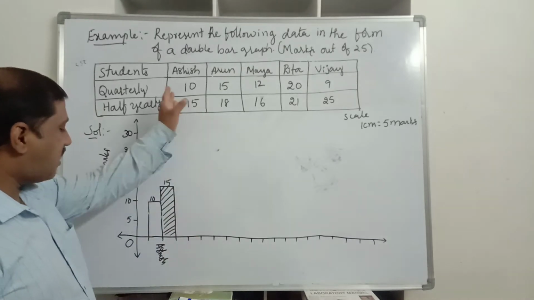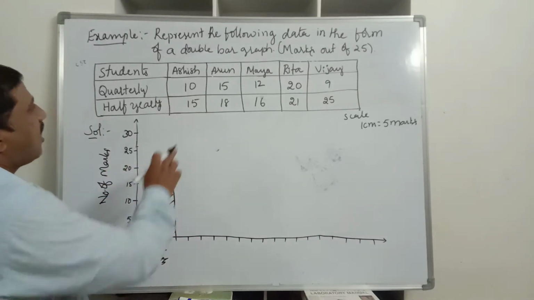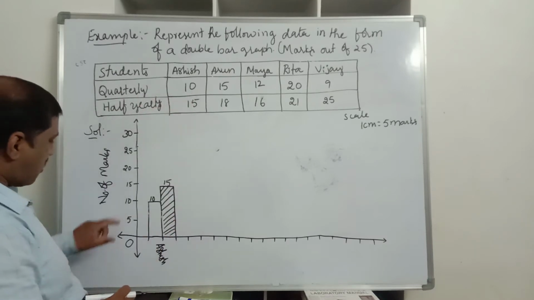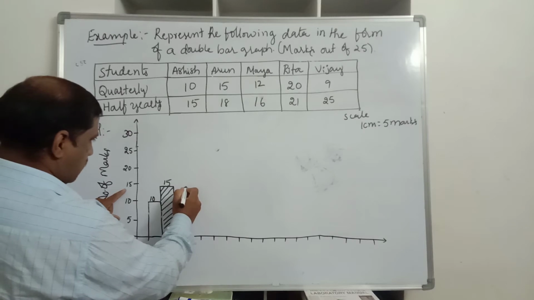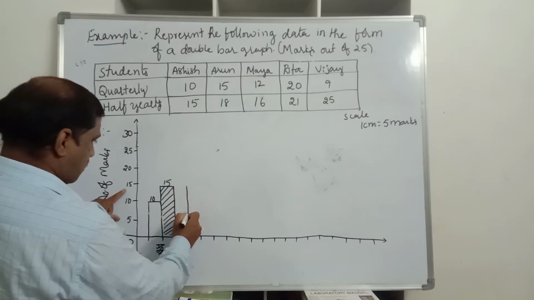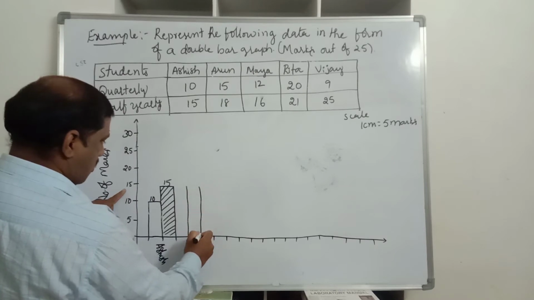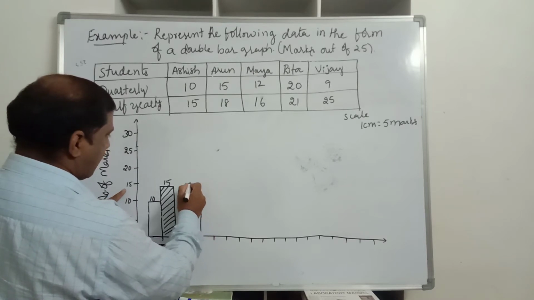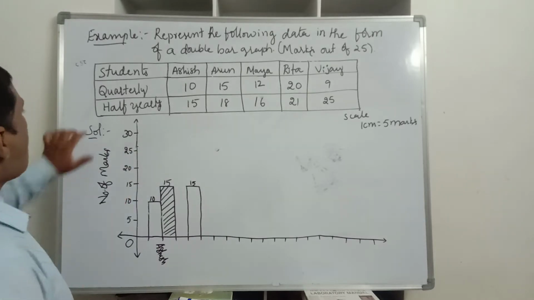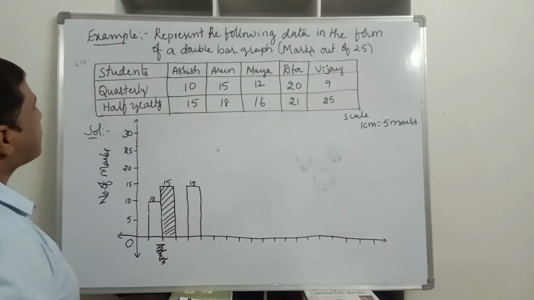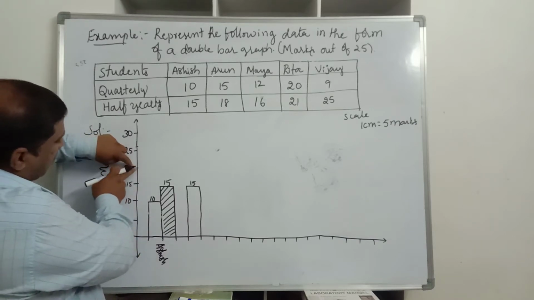Then the second student, Arun. How many marks did he score? He scored 15 marks in quarterly, so 15 marks is exactly here. Represent the 15 marks related to Arun. This is quarterly marks, 15, and then 18 marks he scored in the half yearly examination. 18 marks means it will be between 15 and 20.